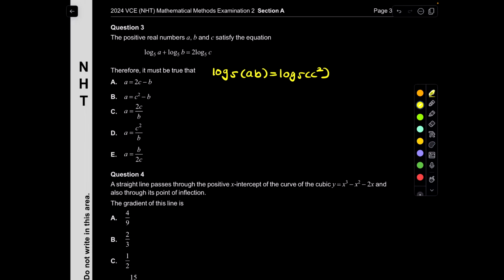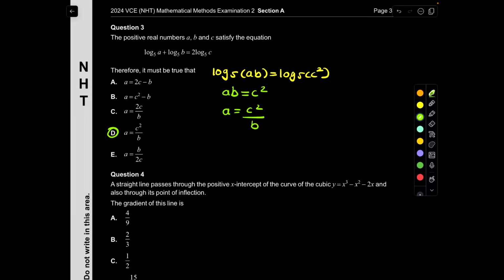Now, by equality, we know that these insides must be equal, because you know how there's a log 5 equals log 5? These here must equate. So AB must be equal to C squared. And so hence A is equal to C squared over B, which looks like D.